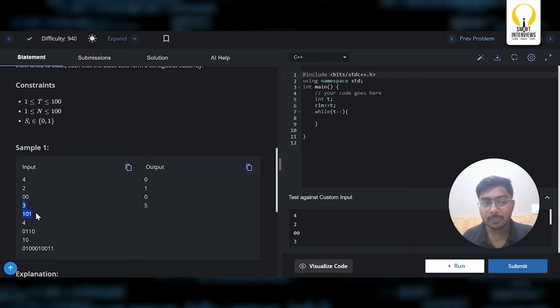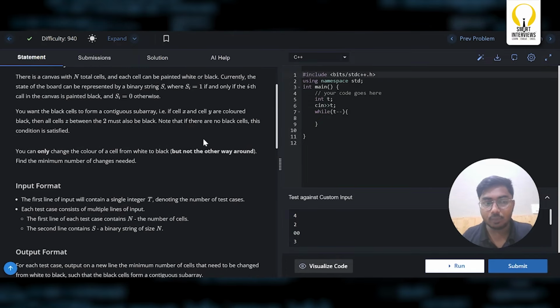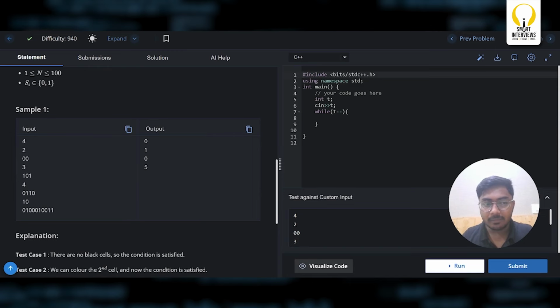Coming to here, there is a black cell here and there is a black cell here as well. I want to make this a contiguous run of black cells. So I can change this white cell to black, and that will take only one change. Coming to the second one, there is already a contiguous block here. The black cells are already contiguous. I don't have to do anything. That's why 0 again.